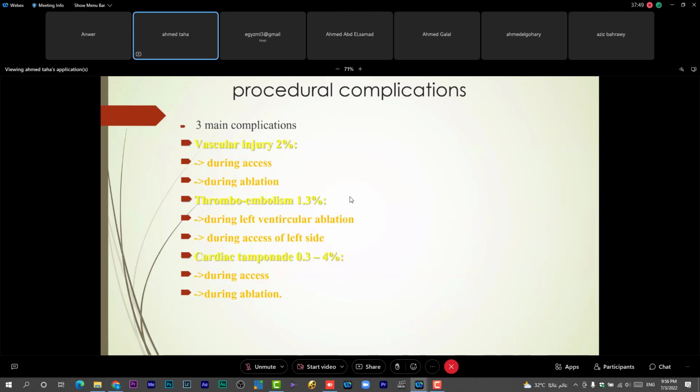So the power should be identified according to the thickness of the scar itself and the zone that you are ablating, either in the left ventricle or in the right ventricle, epicardial or endocardial, and how much irrigation you are giving. All of this should be identified from the start, and how much you are using to avoid complication.